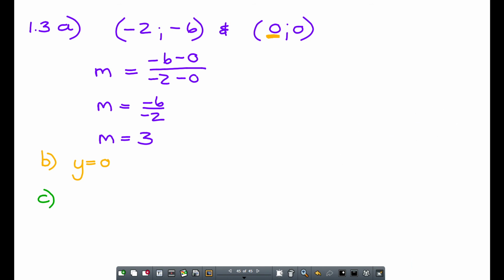Okay, then C. What is the equation of the line? Now, the equation of a straight line is actually y is equal to mx plus c. M, the gradient. The gradient we worked out was 3, so 3x. And now the c value is actually 0, so it should be plus 0. But you could just have written y is equal to 3x. Okay. Any questions?